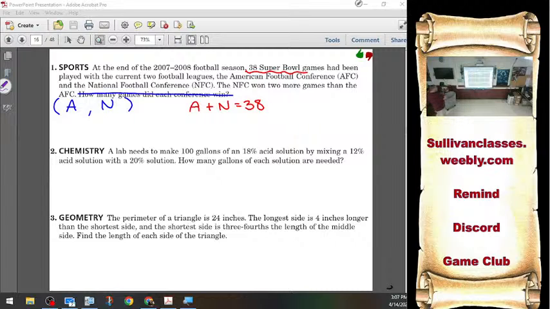NFC won 2 more games then. NFC won, it's a linking verb. Let's try that again. The NFC won, so NFC is 2 games more than. What did we do with that all first semester? More than. If it has the is or are stapled next to it, if it says is more than, that's Pac-Man. This is just plain old more than.